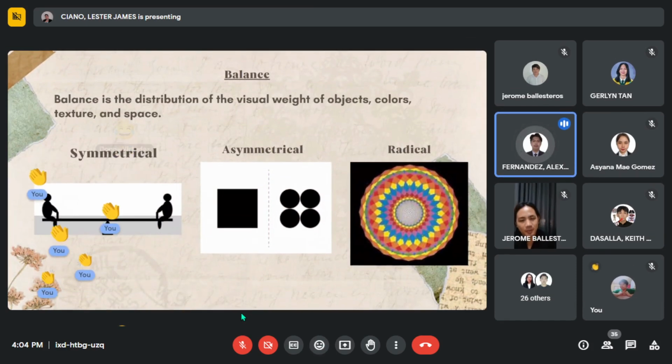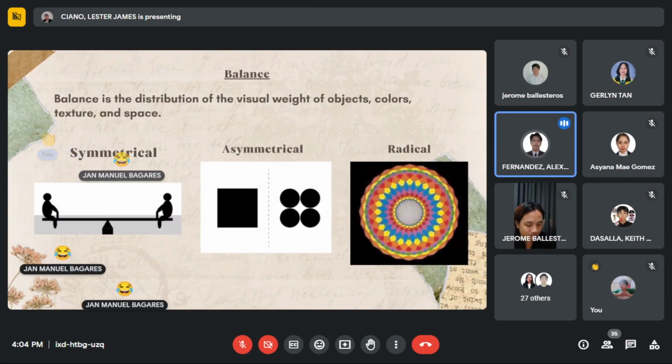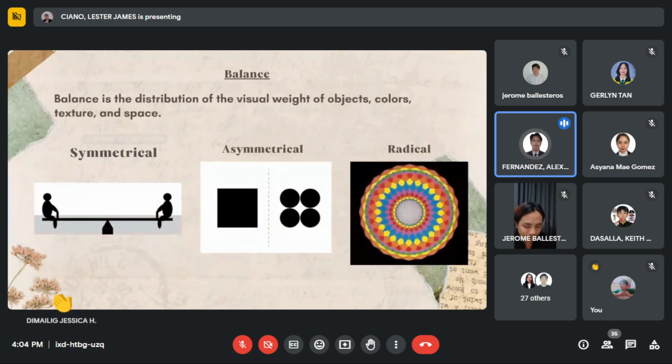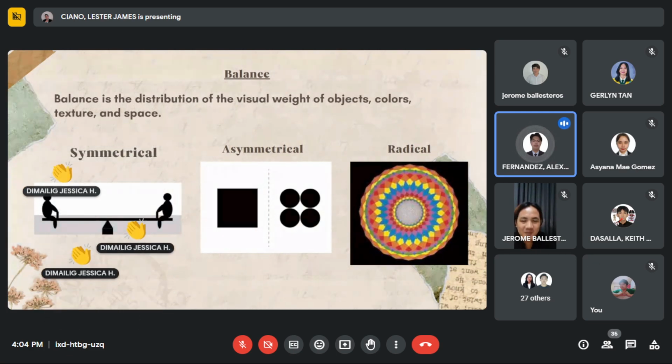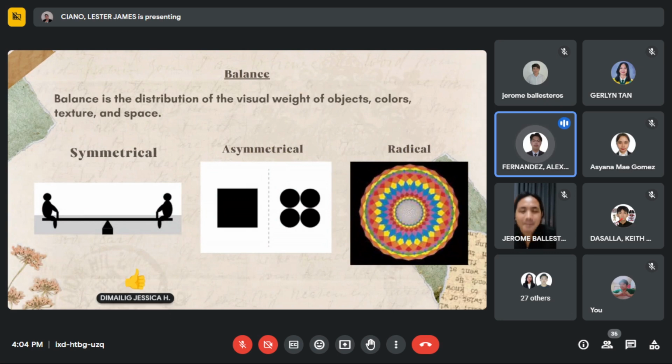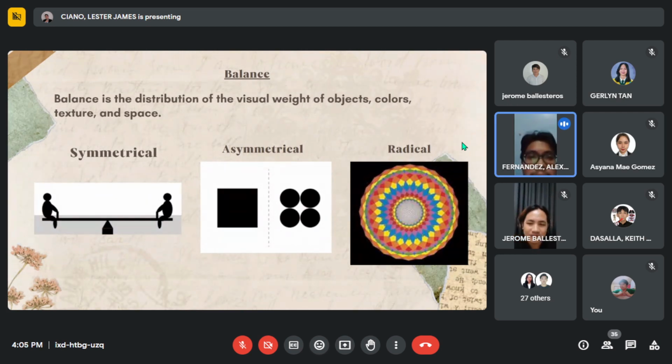Balance. Balance is the distribution of visual weight of object, colors, texture, and space. Yung use ng balance is to make the viewers see and feel the design as stable. So, meron tayong three types of balance. The first one is symmetrical balance.